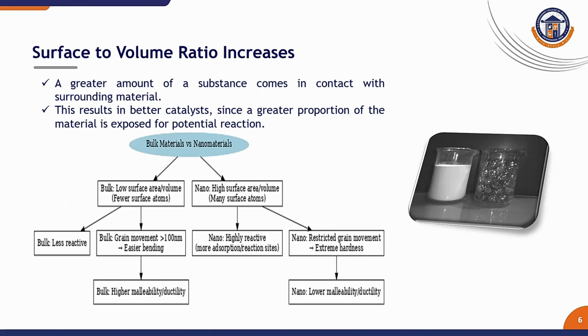Surface to volume ratio: when the size of a particle decreases, its surface to volume ratio increases. More atoms are available at the surface for reactions, making nanomaterials highly reactive. This property makes them excellent catalysts. For example, platinum nanoparticles are used in catalytic converters because of their enhanced surface activity compared to bulk platinum.